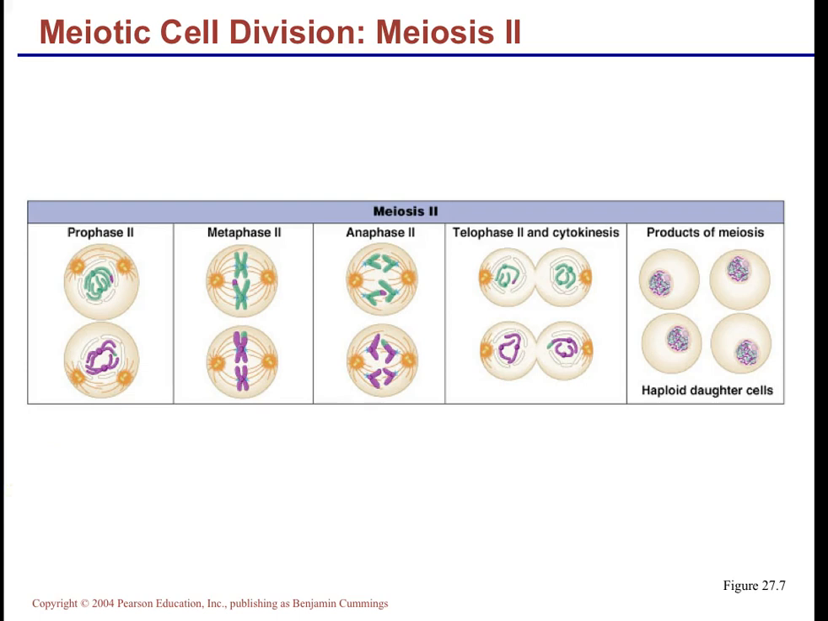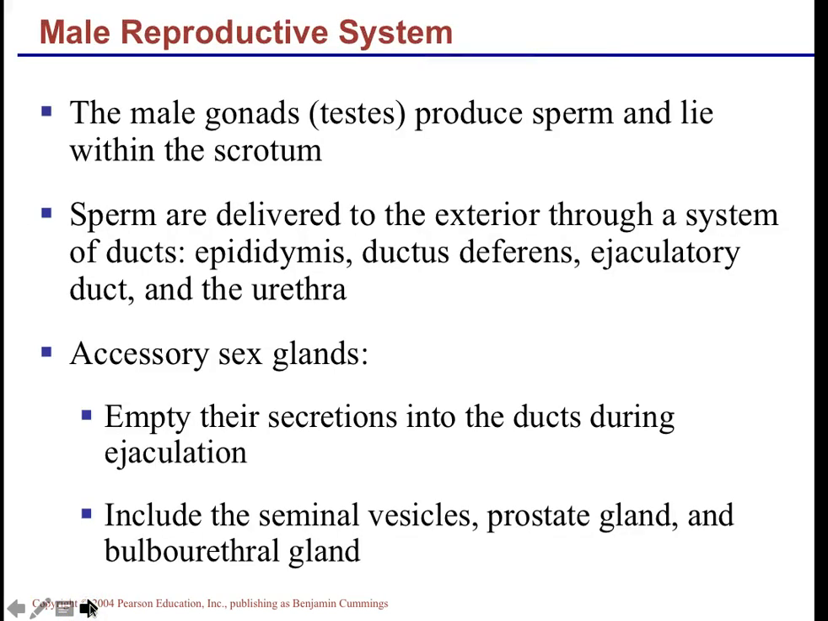first, because it's very straightforward, much easier to understand. All right, so I'm going to again show you a pretty picture in a second, but you have your gonads, or your organ that is going to make the sperm, called the testes, and the sperm are delivered to the exterior through a series of ducts. So the picture will show you the epididymis, the ductus deferens, the ejaculatory duct, and the urethra.